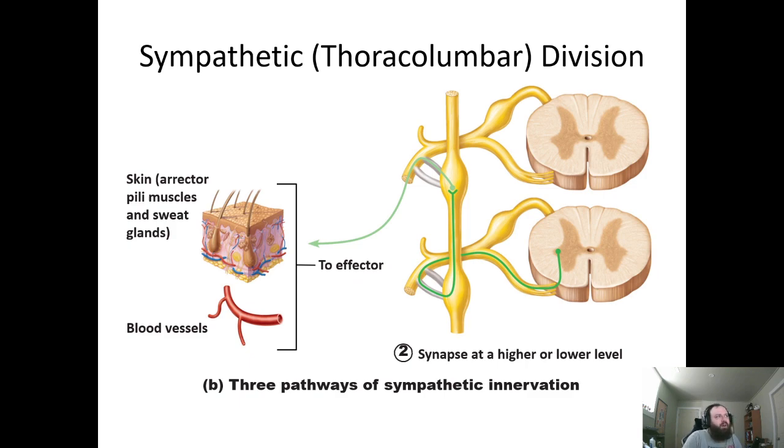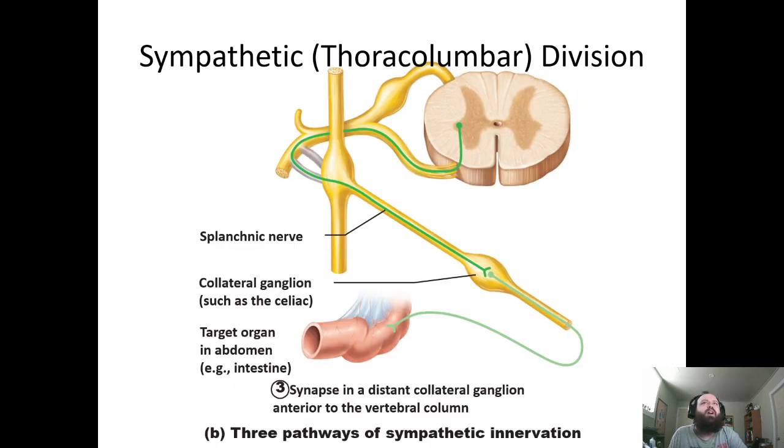Secondly, another option, so we follow again, here's our preganglionic neuron. The axon goes through the anterior root, goes through the rami communicans, but instead of synapsing at that level, it travels up to the previous level, synapses with the postganglionic neuron there, and then the axon goes out to the effector that way. The third possibility is that it can pass through the trunk ganglion and emerge from the sympathetic trunk without synapsing. So in this case, it will travel through a splanchnic nerve to reach a distant collateral ganglion where it synapses.